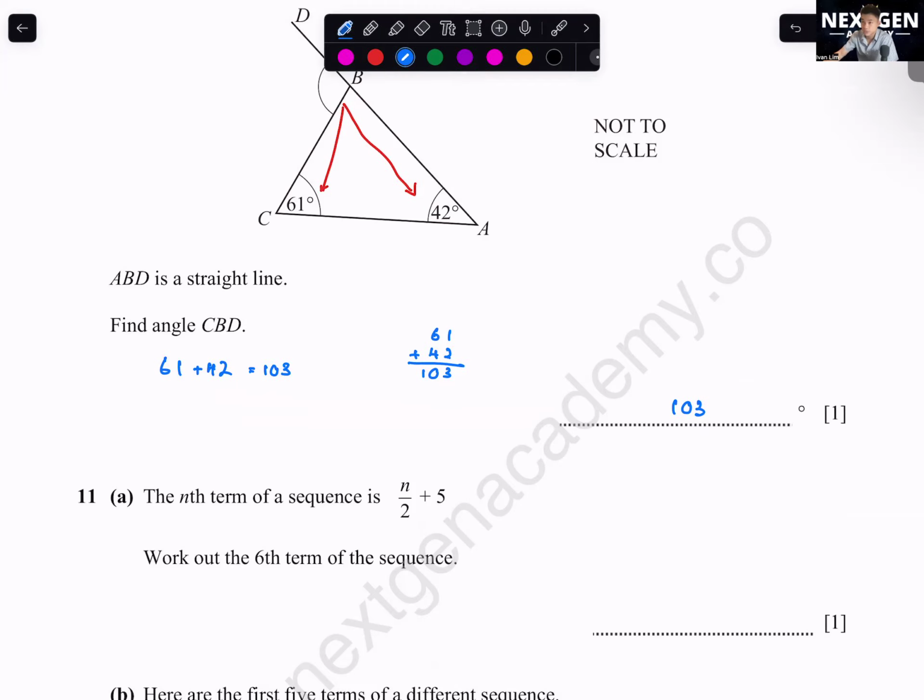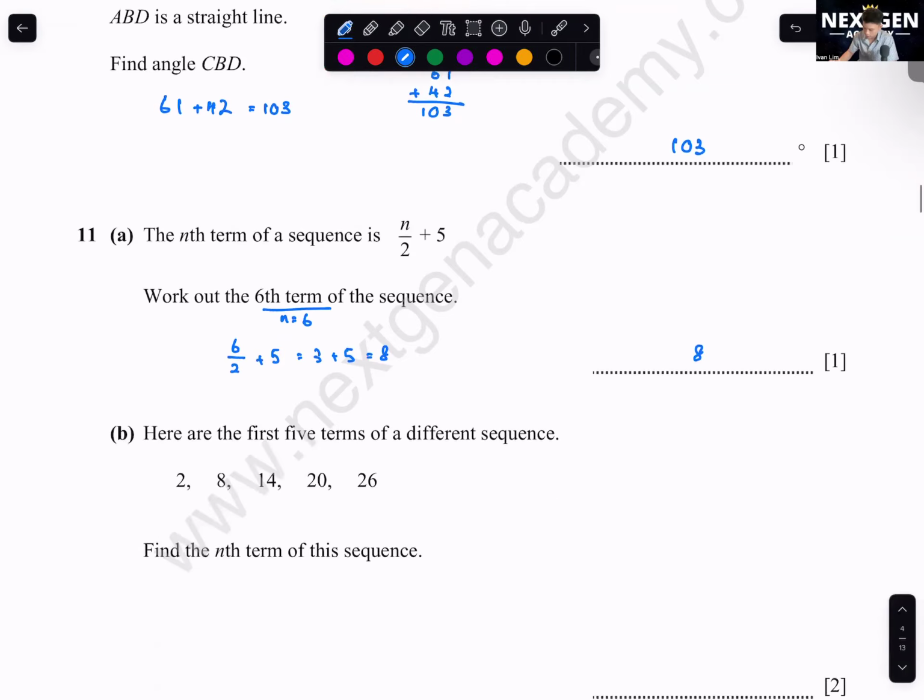Okay, number 11. The nth term of a sequence is n over 2 plus 5. Work out the sixth term of the sequence. So sixth term means your n is equal to 6. We substitute in 6 over 2 plus 5. This will be 3 plus 5, which is equal to 8. Easy.